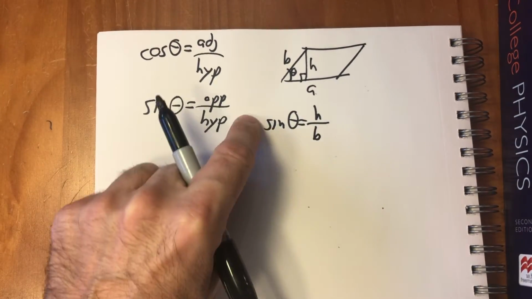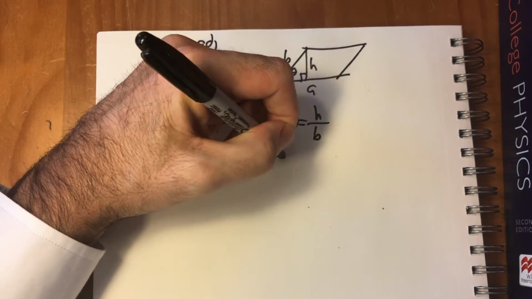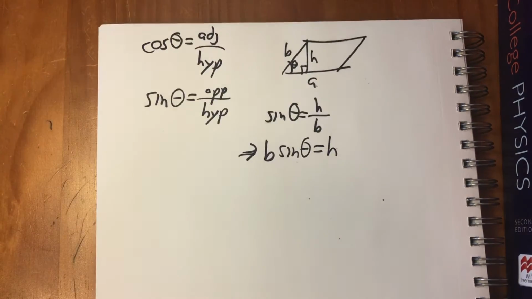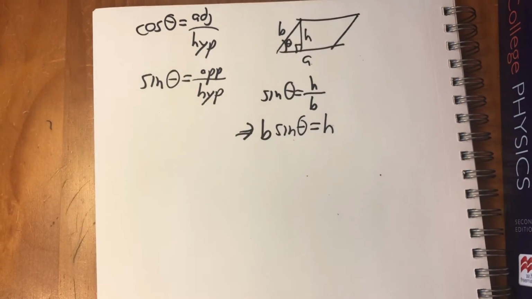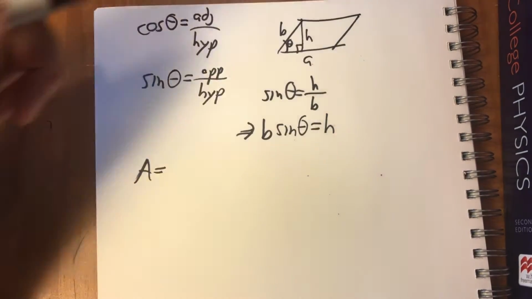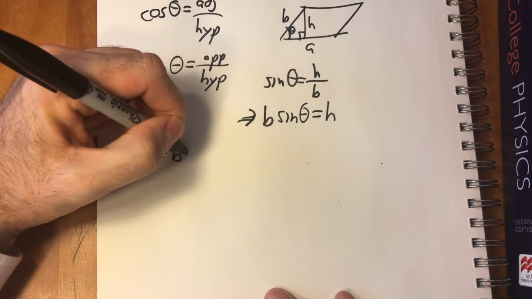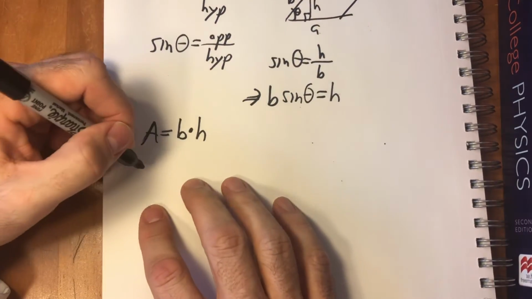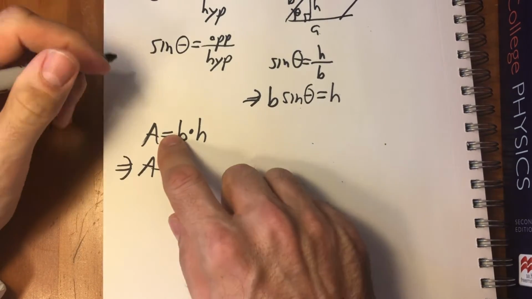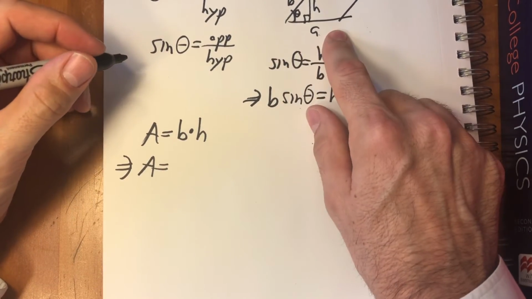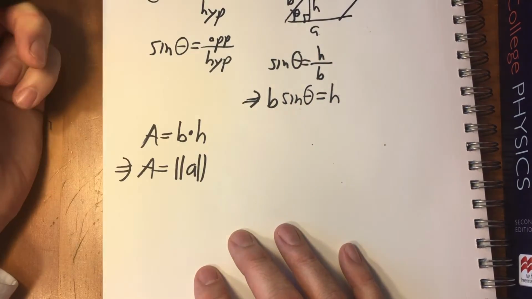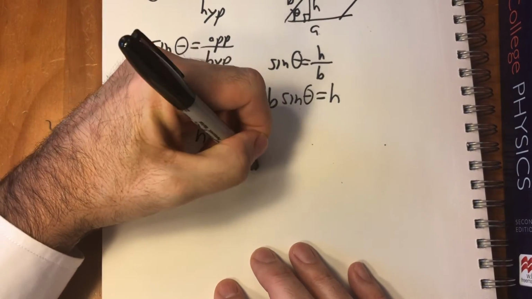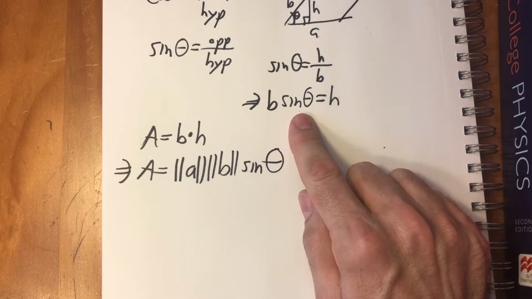If you multiply by b on both sides, you end up with b sine theta equals h. So given that the area of this parallelogram is base times height, just plug in the information that we have. The base, in this case, is the length of a, and the height is the length of b times the sine of the angle between them.